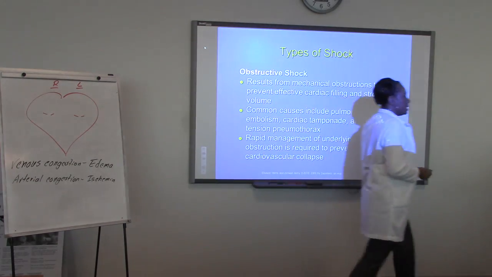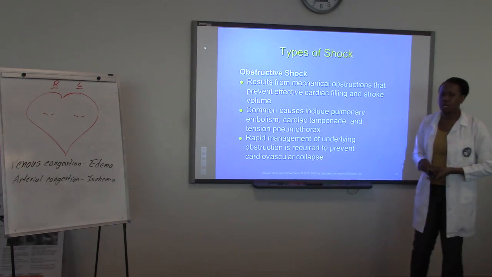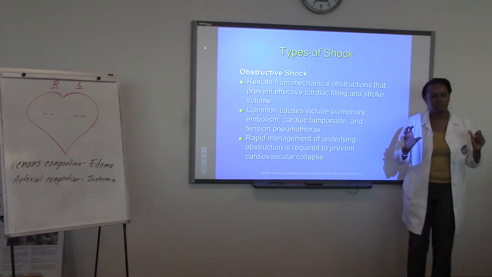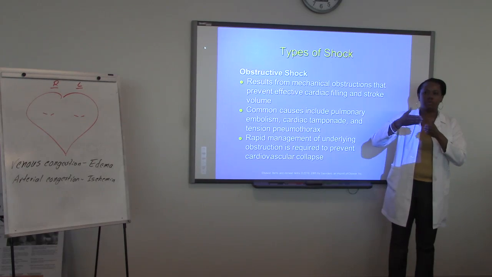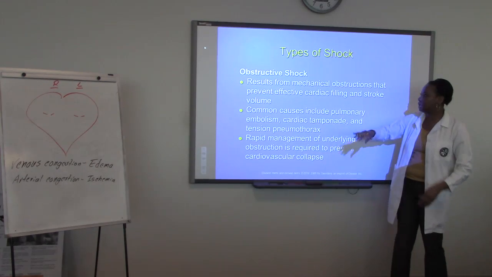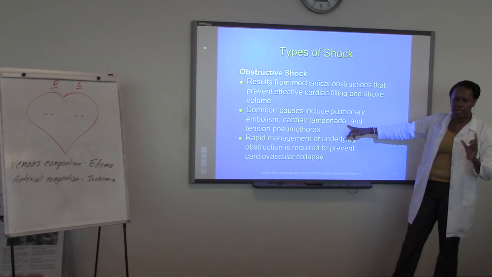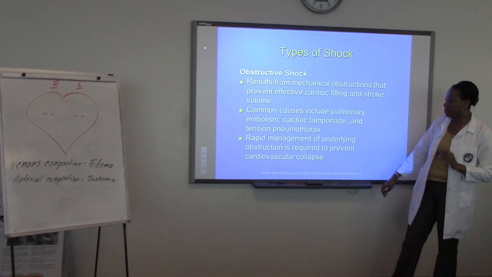Now, obstructive shock. I think you guys have this one. Obstructive shock, as I said to you before, is a mechanical obstruction that blocks the flow of blood. The most common causes, which we went over already in that table, are pulmonary embolism, cardiac tamponade, and tension pneumothorax.